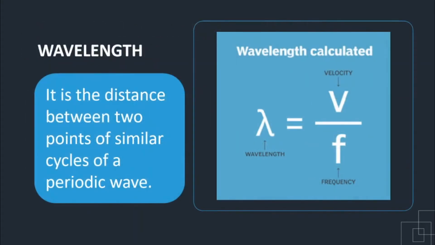Wavelength. Wavelength is the distance between 2 points of similar cycles of a periodic wave. Ang formula ng wavelength ay V over F or the velocity of light over F. Minsan, ang ginagamit na pamalit sa V ay letter C, which is still the velocity or the speed of light at equal yon sa 3 times 10 raised to 8 meters per second over the frequency.